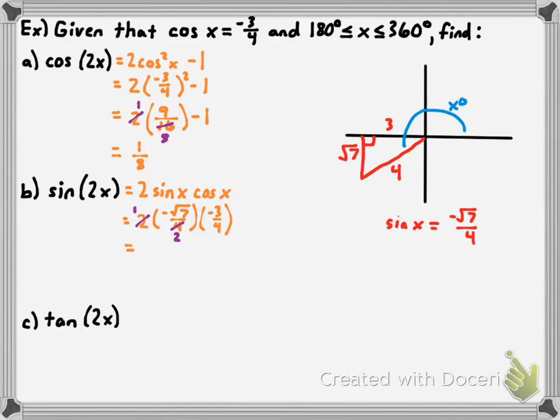All right, so we got a negative square root of 7 times negative 3 in the numerator. That's going to give us positive 3 square root of 7. And in the denominator, after canceling, we're left with 2 times 4, so 8.